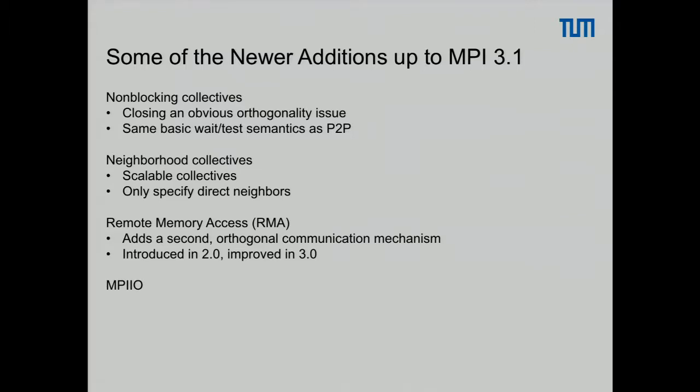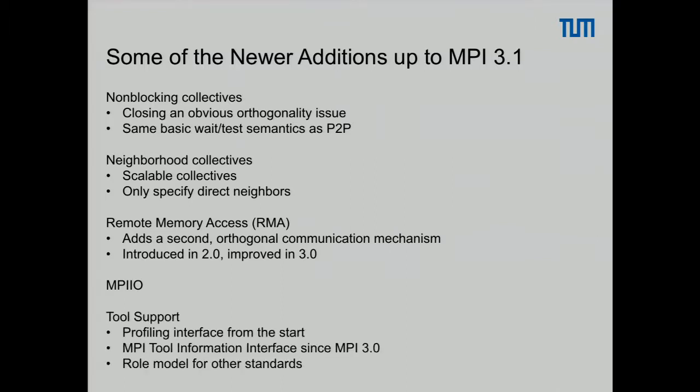MPI-IO as well, an addition in MPI 2, has been very successful. And the last thing I want to stress, since I personally come from the tools side, is that I started a lot of my research career working on performance tools and debugging tools. I think the tool support in MPI is really something unique, and it has served as a role model for a lot of other standards. Even in MPI 1, there was already a profiling interface that allows you to intercept every call that was made, to write tools that are portable and that you can bring across systems. That was really unique and unheard of at this point. And so other standards are now catching up with that.